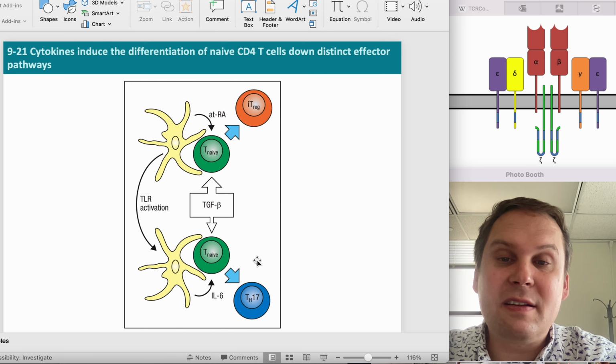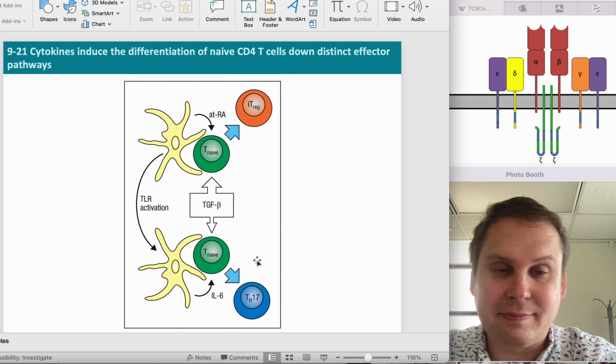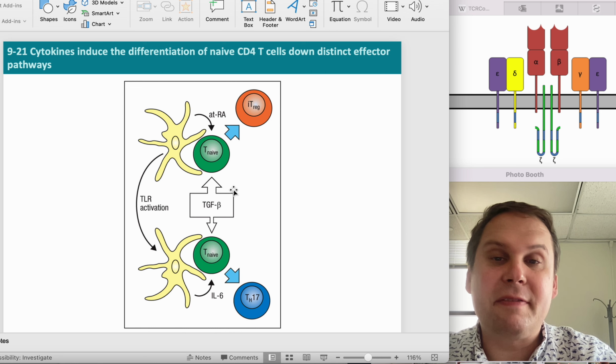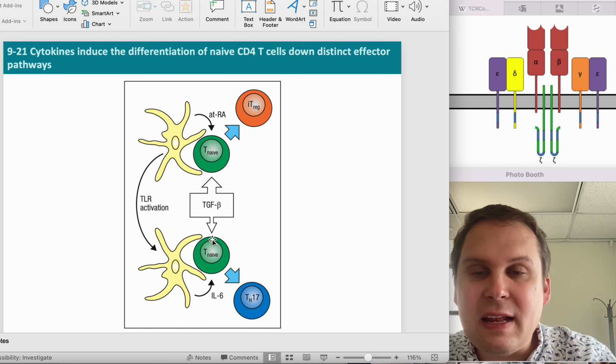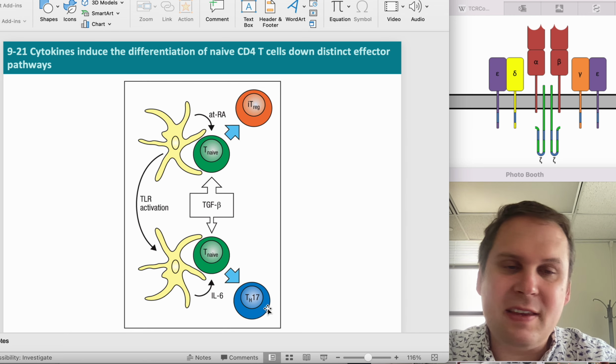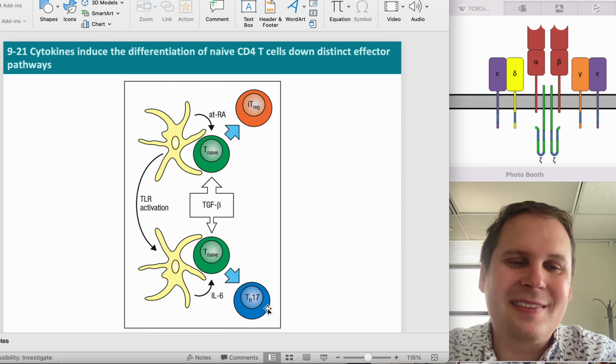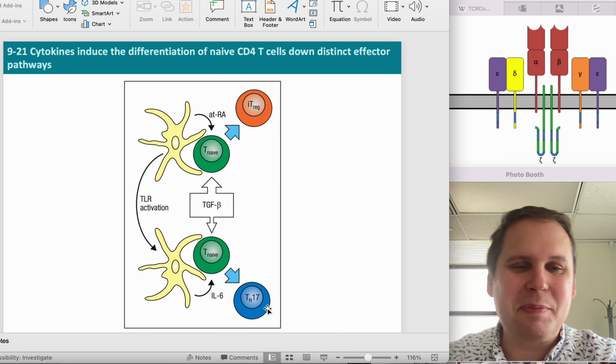As long as they're getting a little transforming growth factor from somewhere else. And if they get a lot of it, then they'll become a T reg cell, and if they only get a little bit of it, they'll become a Th17. That's what the diagram means when they show these particular pictures.